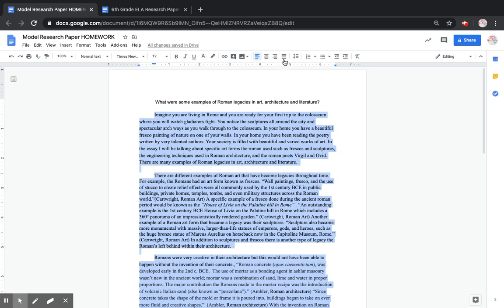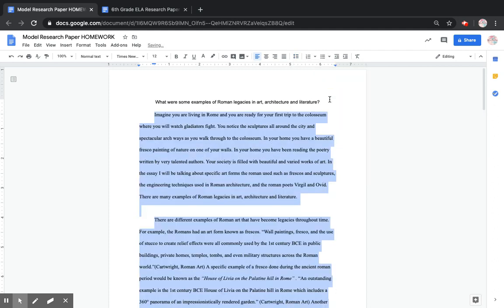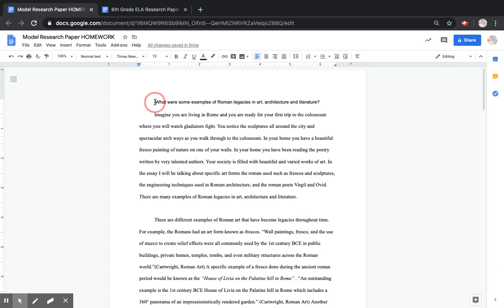And then we are going to click this. It says single space, 1.15, 1.5, and double. What I want you guys to press is double space. It makes it easier on my eyes to read. And then the last thing that you need to do is come up with a title. I'm just going to make mine this: Roman Legacies in Art, Architecture, and Literature.